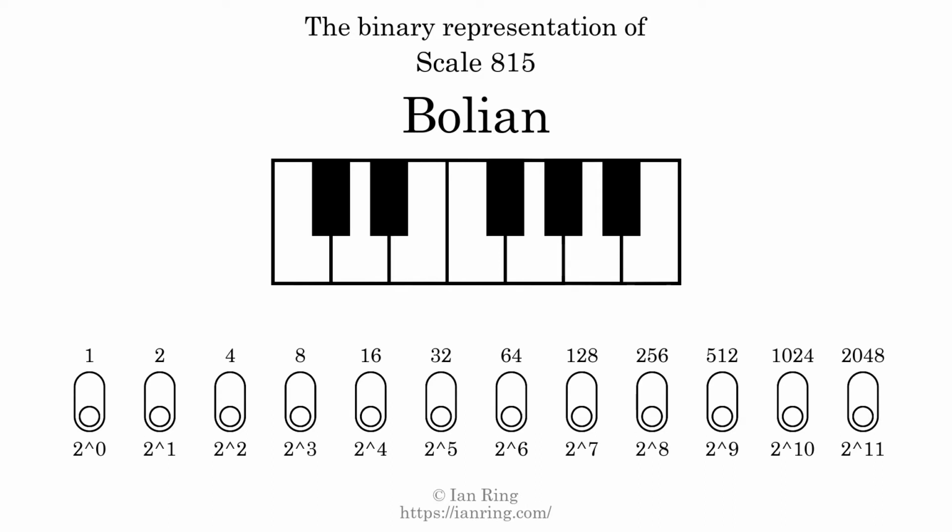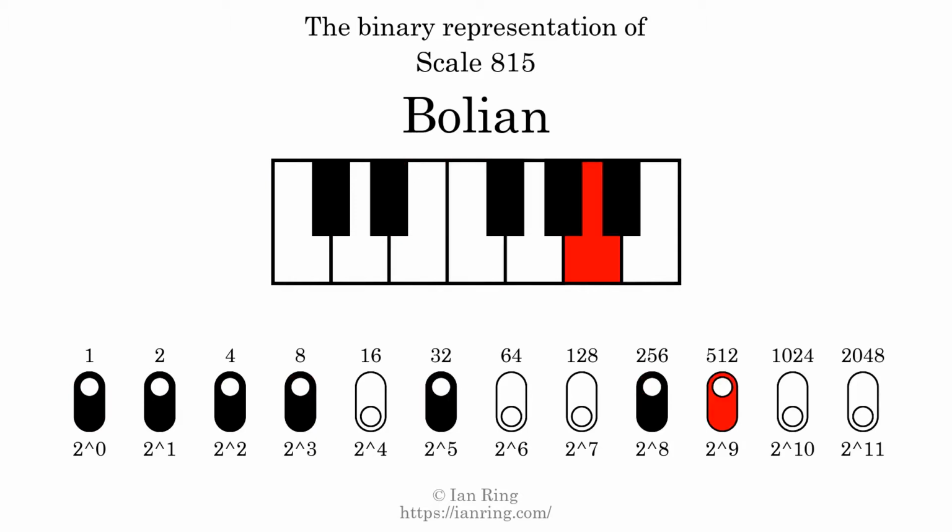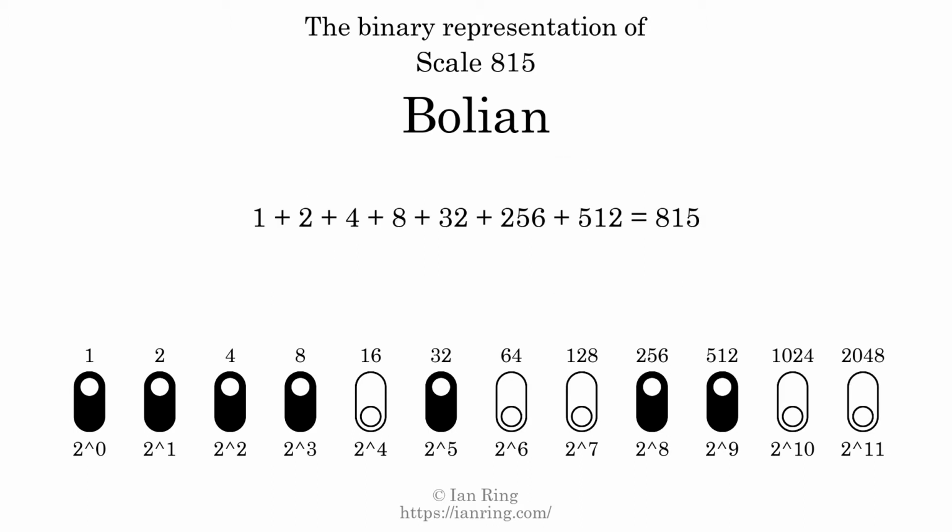The binary representation of this scale is determined by mapping tones of the scale to binary digits. Each binary digit represents a power of 2. To get the scale number, we add the powers of 2 together. The powers of 2 that are present in the scale, all added together, equals 815. That is why the scale number, in decimal, is 815.